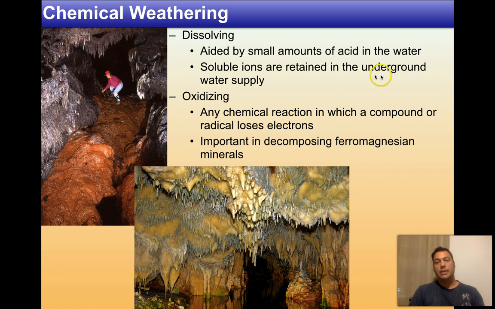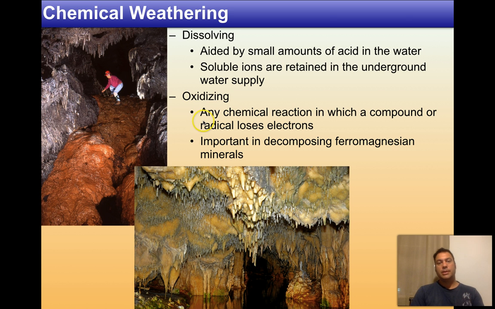Soluble ions are retained in the underground water supply. So those minerals that our drinking water is so famous for, they remain in the groundwater. And they could be there for many, many centuries. The other way is through oxidation. That's the bringing of oxygen into the situation. There's an exchange of electrons that bring this about.